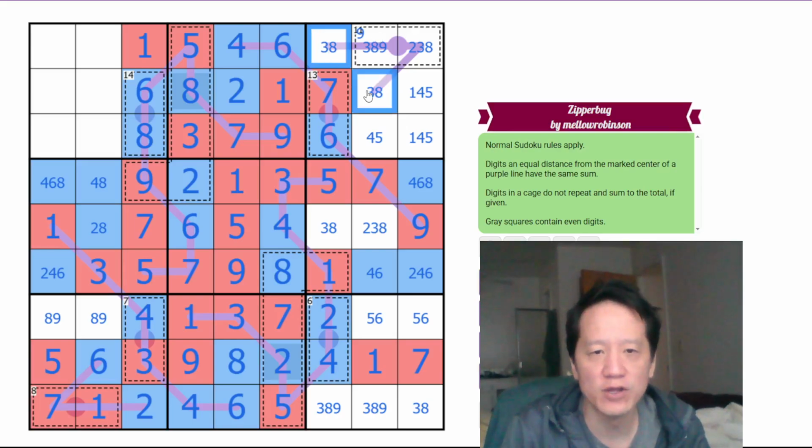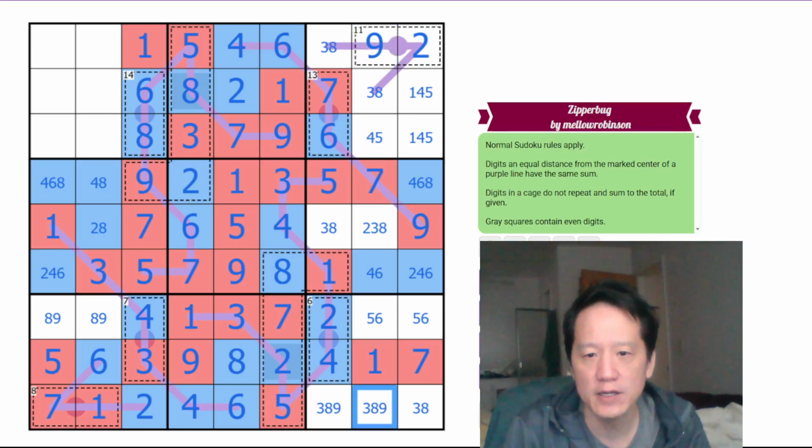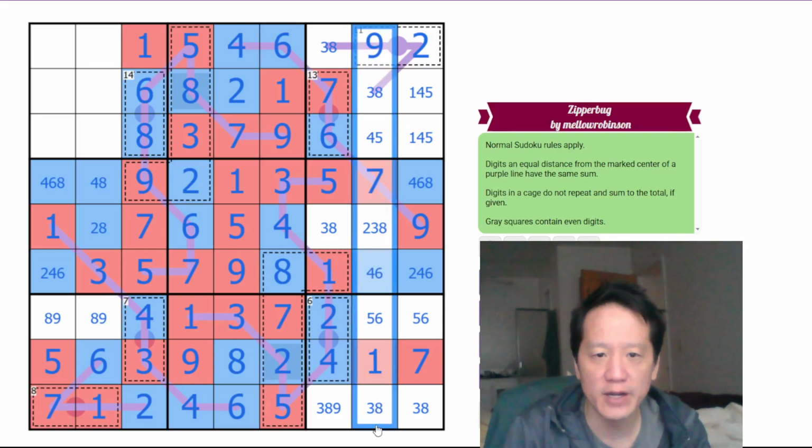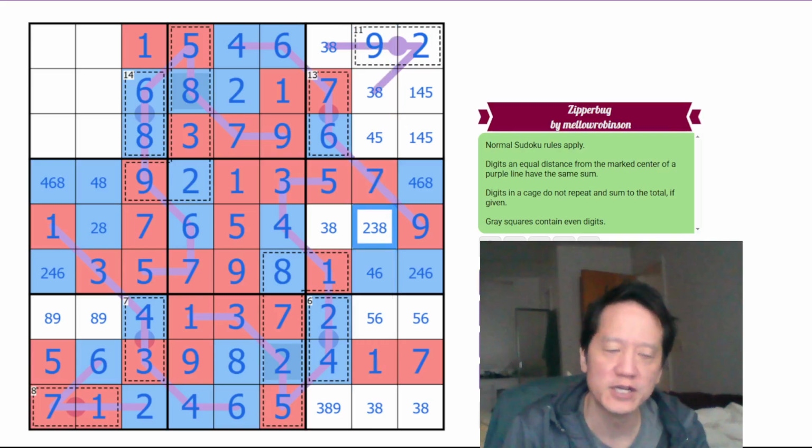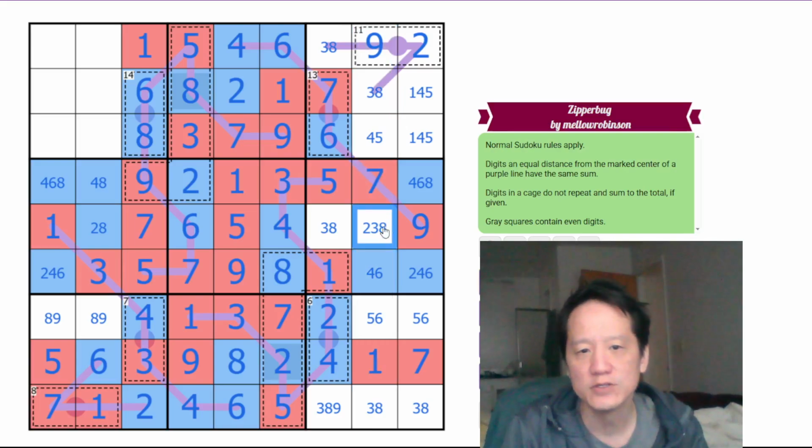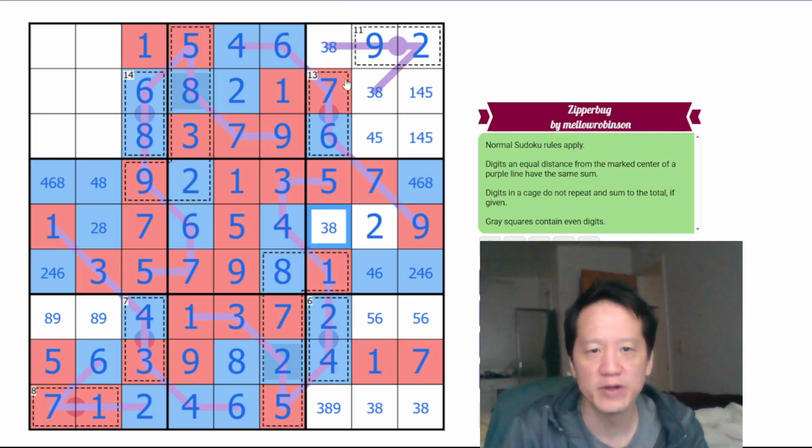Well, we have a 3, 8, 3, 8 pair in the box, which eliminates 3 and 8 from the rest of the box, which means this has to be 2, and this has to be 9. Which means this cannot be 9 here. We now have a 3, 8, 3, 8 pair in column 8, which eliminates 3 and 8 from the rest of the column. So this must be 2. Similarly here, we have a 3, 8, 3, 8 pair in column 7, which means this has to be 9.